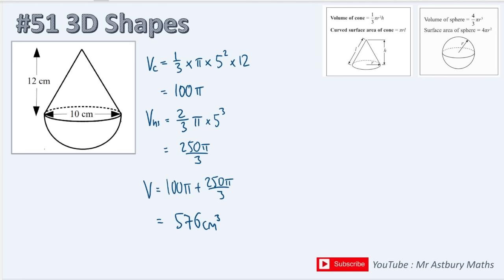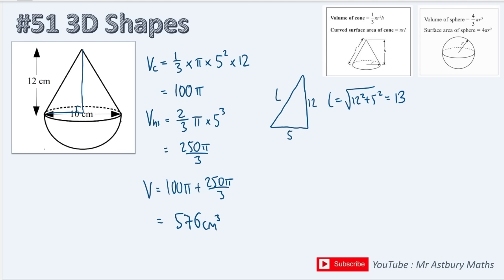Okay, let's move on to the surface area. I'll start with the surface area of the cone, and what we need for that is the slanted height. So if I look at the cone and create a right angle triangle like such, I have 5 down the bottom, I have 12 as the height, and I need the slanted height, let's call it L. So I have to use Pythagoras' theorem here. So it's the square root of 12 squared plus 5 squared, which is equal to 13.